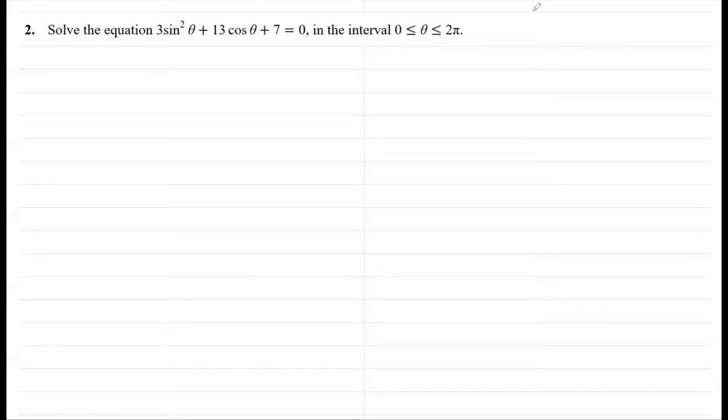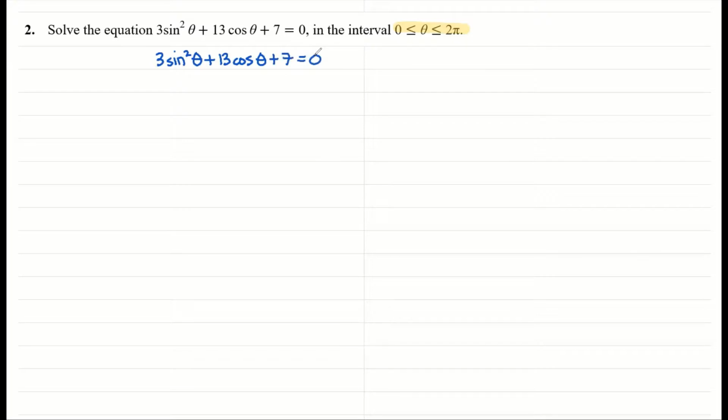Okay, so for our final example, example 2, we're asked to solve what looks like a quadratic trig equation in this interval 0 to 2 pi. Now, once again, if we are more comfortable, we can do the whole question in degrees and then convert it to radians at the end. That way we can reinforce those skills we learned last year. So once again, let's rewrite the question. We're actually going to solve 3 sine squared theta plus 13 cos theta plus 7 equal to 0.